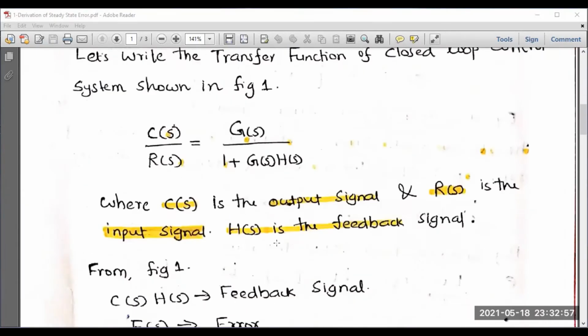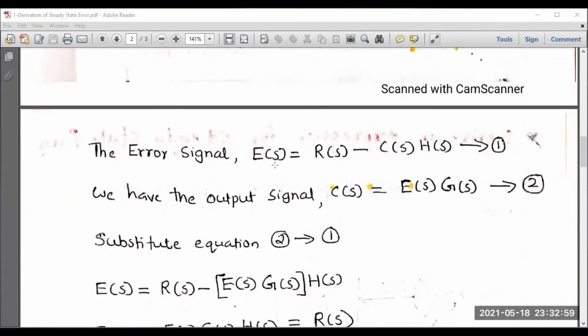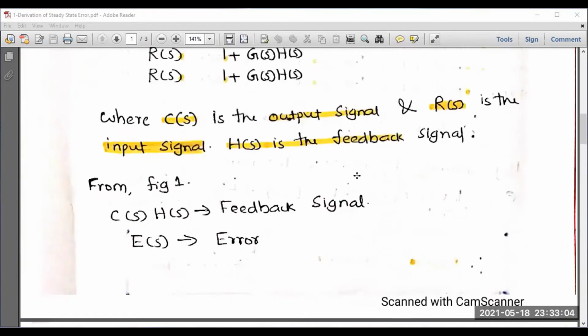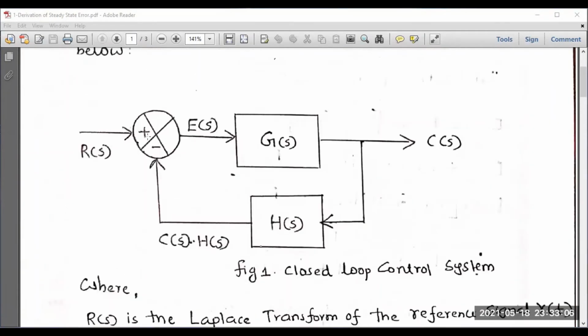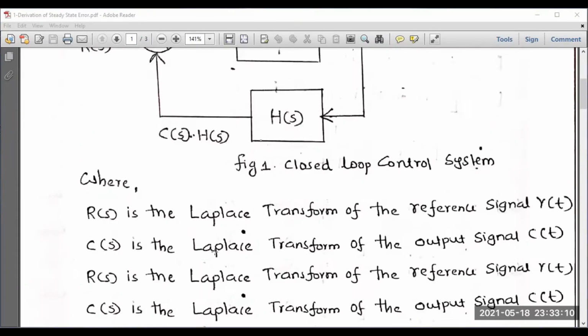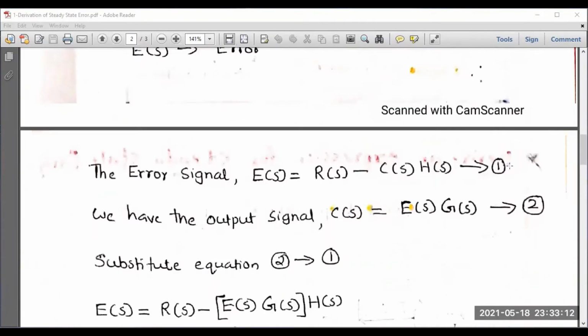So let me come down. I have written it like this. E of S equals R of S minus C of S into H of S. It is very clear, look at the diagram please. E of S equals R of S minus C of S into H of S. It is pretty clear. Now you can call it equation number 1.